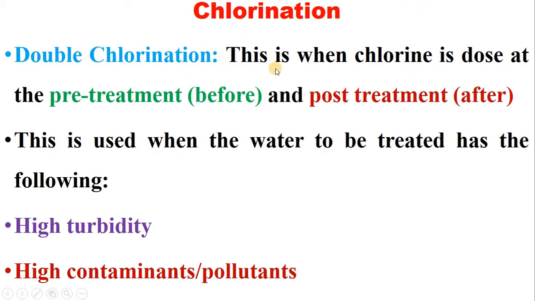Double chlorination. This is when chlorine is dosed at the pre-treatment, the beginning of the treatment, and as well dosed at the end of the treatment, which is post-treatment. So that's why we tag it before and after. So when you dose chlorine at the early part of treatment and after treatment, it is called double chlorination. This is used when the water to be treated has high turbidity. The turbidity is very, very high. And as well, if the water is highly polluted, then it requires pre-treatment using chlorine, and as well post-treatment using chlorine.